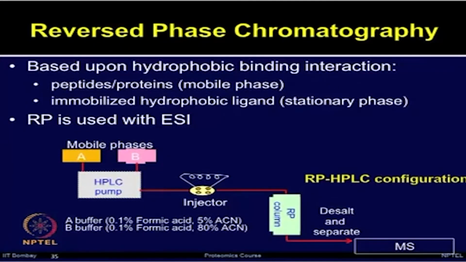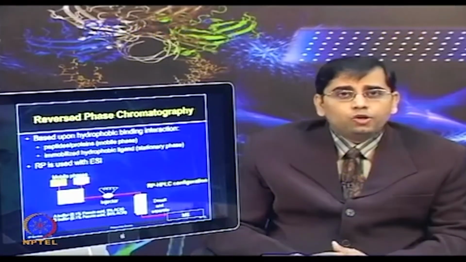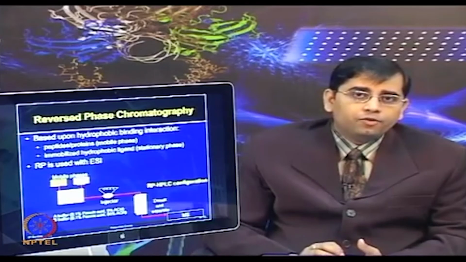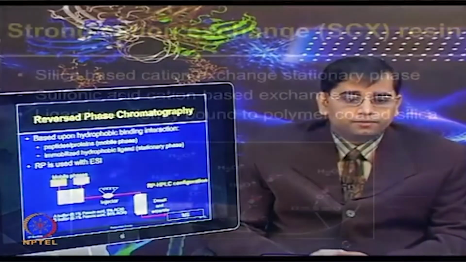Molecules are bound on the column by means of hydrophobic interactions and are eluted out when the solvent polarity is modified. Reverse phase chromatography is mostly used with electrospray ionization in mass spec due to the compatibility of its acidic aqueous and polar mobile phase with ESI. It is also used for desalting the peptides before injecting for electrospray ionization.